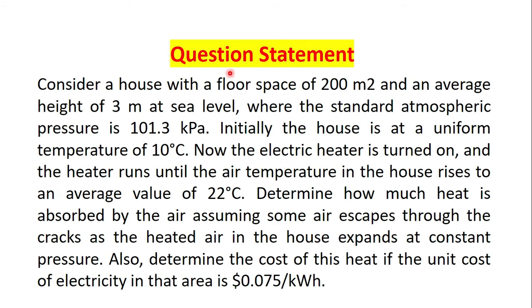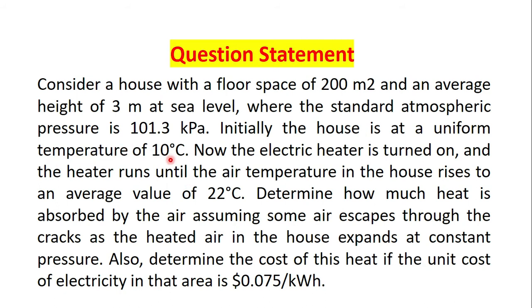In this question statement of the process heat transfer, consider a house with a floor space of 200 meter square, and this is the area of the floor space, and the average height of 3 meter at the sea level. So this is the average height of the house, where the standard atmospheric pressure is 101.3 kilopascal. Initially the house is at a uniform temperature of 10 degrees centigrade.